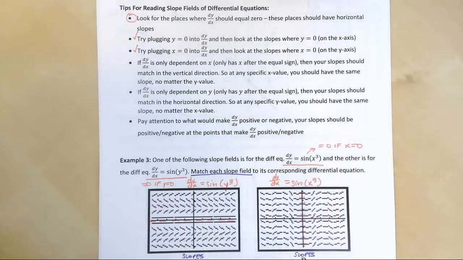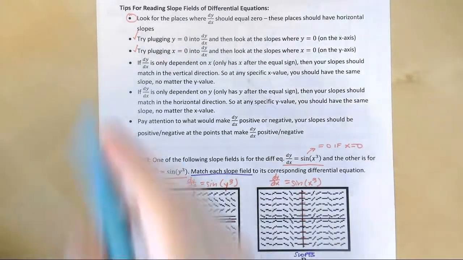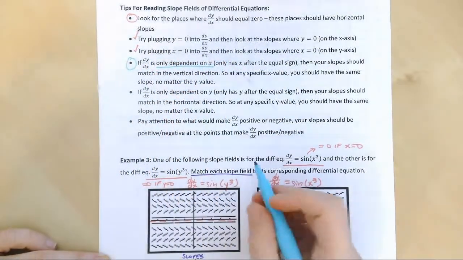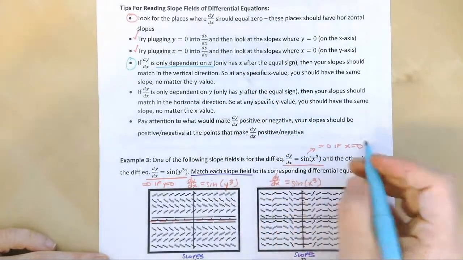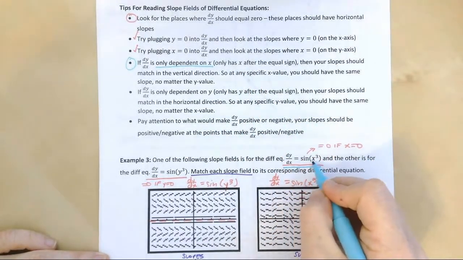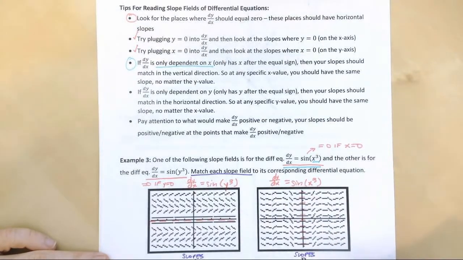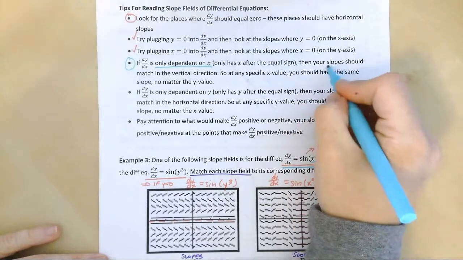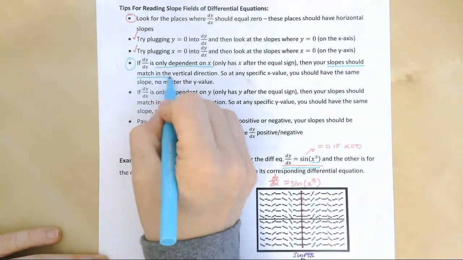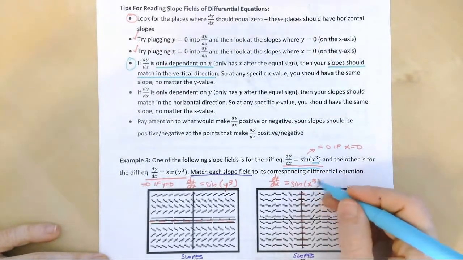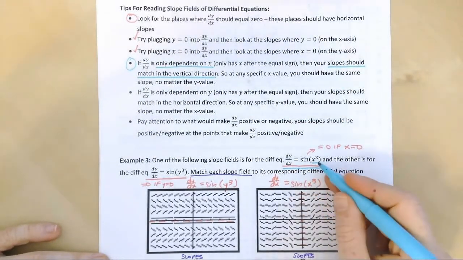If dy/dx is only dependent on x, that means it only has x in it. So check it out, this differential equation only has x in the equation. So this is dependent on x. Then your slopes should match in the vertical direction. That's up and down.